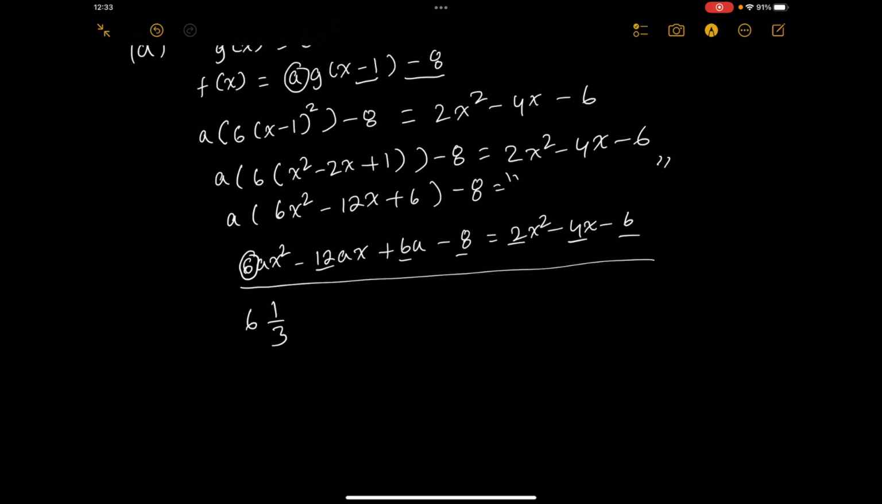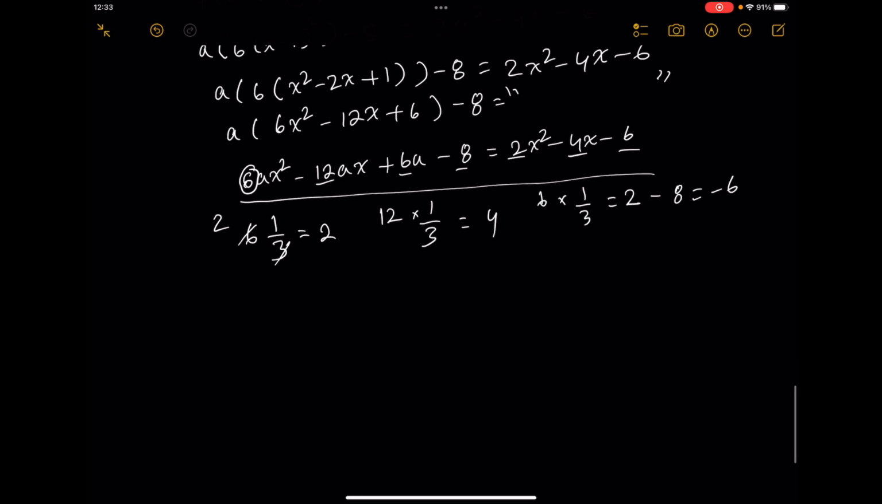When you multiply 6 into 1 by 3, we end up with 2. When we multiply 12 into 1 by 3, we end up with 4. And finally, when we multiply 6 into 1 by 3, we end up with 2, from which 8 is subtracted, which is equal to negative 6. Therefore, a is equal to 1 by 3.